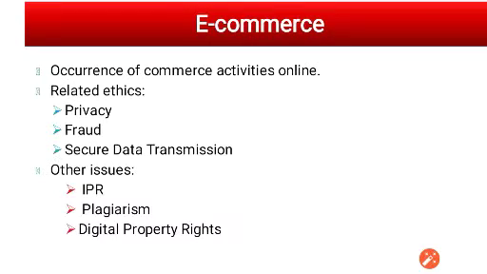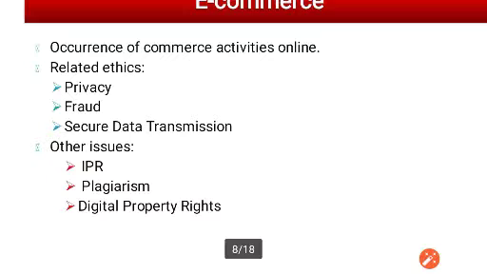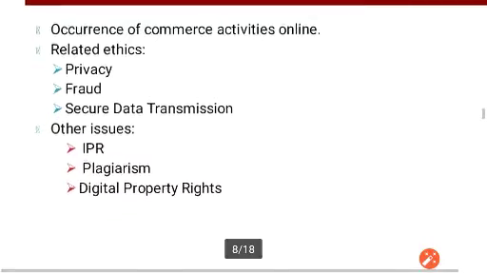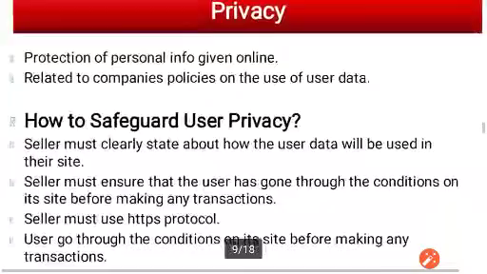We have to focus on privacy, then fraud, then secure data transmission, then IPR, that is the intellectual property rights, then plagiarism and digital property rights. So these are the 6 very important issues that we have to consider. Now let us start with privacy.